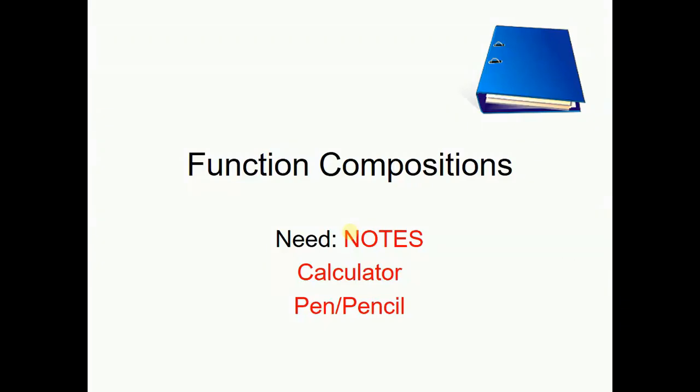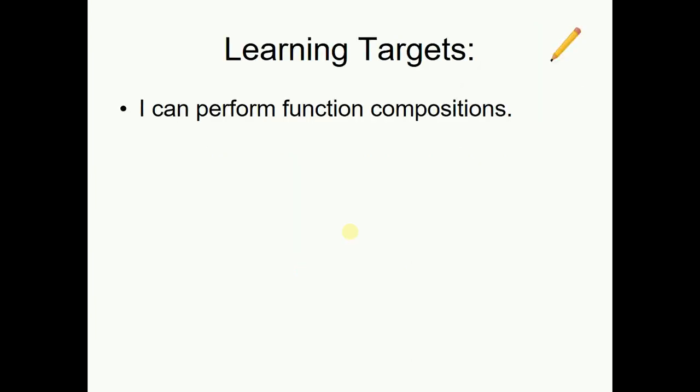So today we're going to talk about function compositions. What you're going to want to have on you are your notes, calculator, and then a pen or a pencil today. Learning target for today. Remember, this does need to be written at the top of the notebook. That way when you look through the pages, at least you'll know what's going on during this particular set of notes. So your learning target is I can perform function compositions.